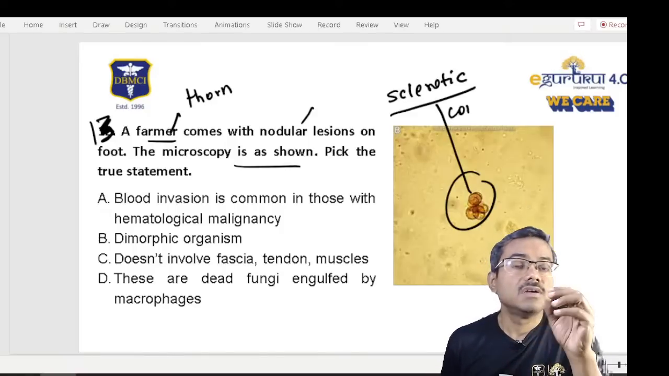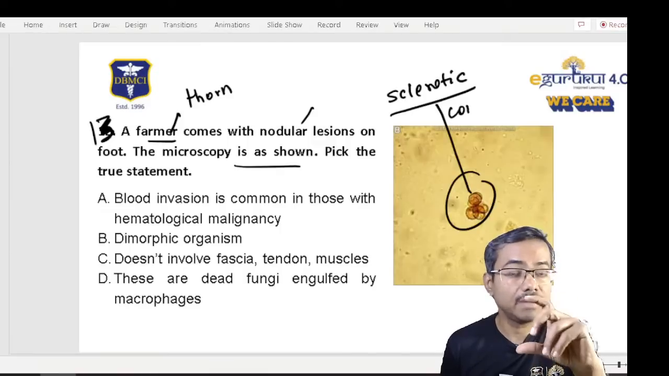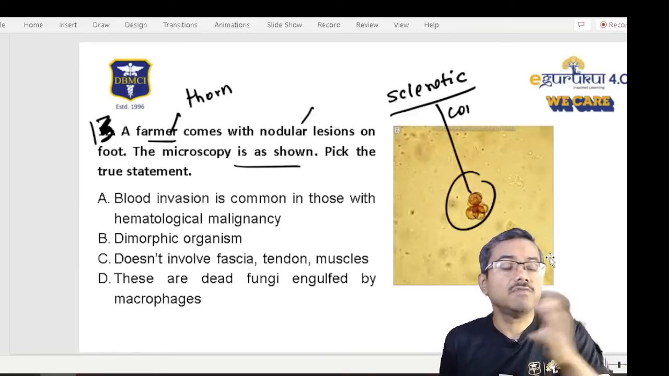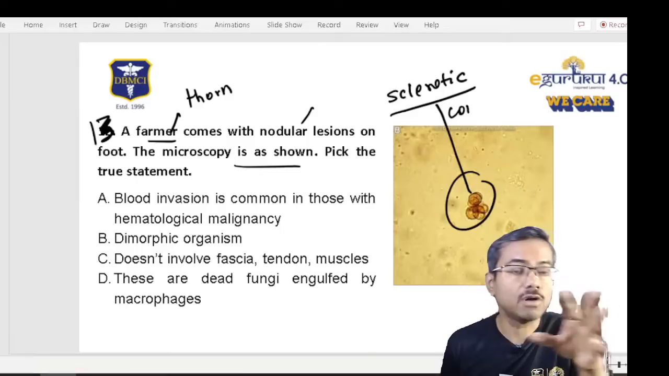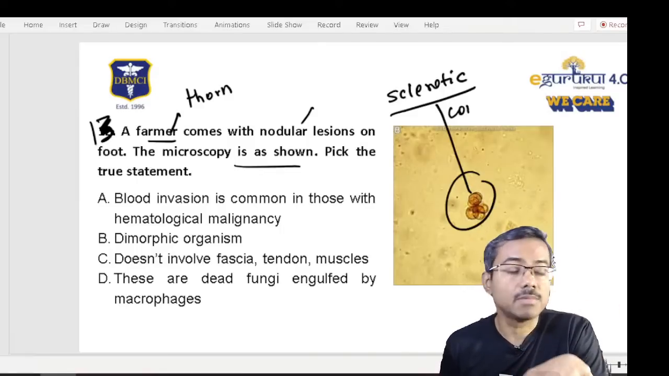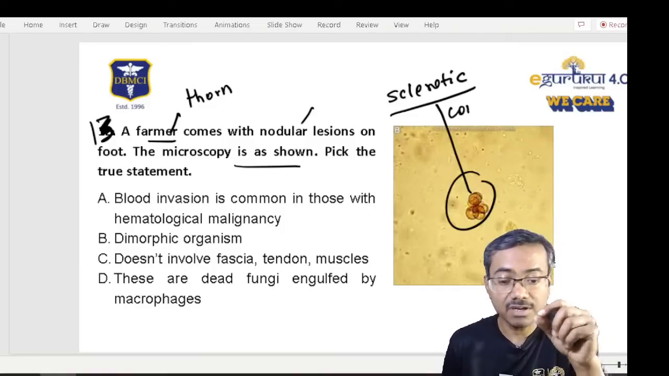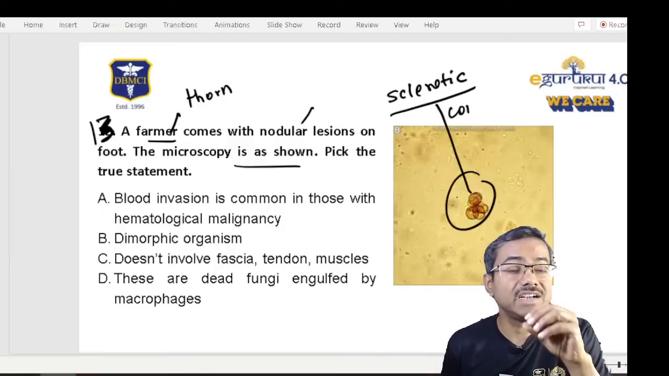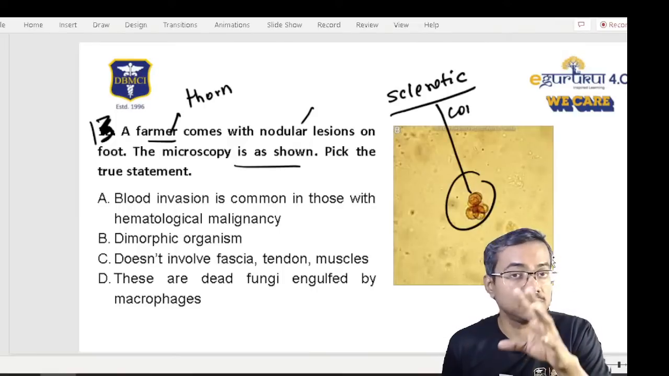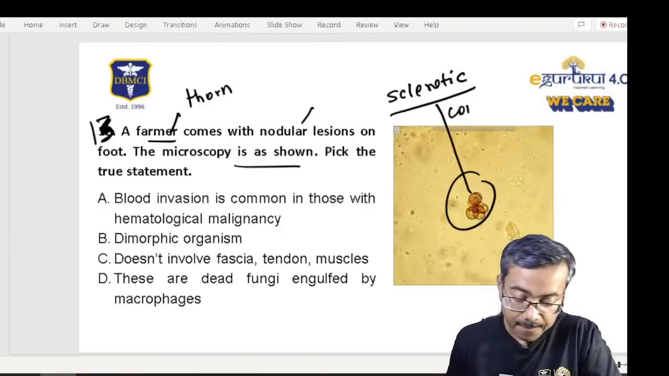Dimorphic organism, no. The word dimorphic means there are two morphologies depending on temperature. If you give it one temperature, it's a different form, yeast form versus mycelial form. That's called a dimorphic fungus. That is not chromoblastomycosis. The dimorphic fungus is sporotrichosis. This is a dematiaceous fungus. Dematiaceous means melanin-producing fungus, and that's why it is going to be brown.